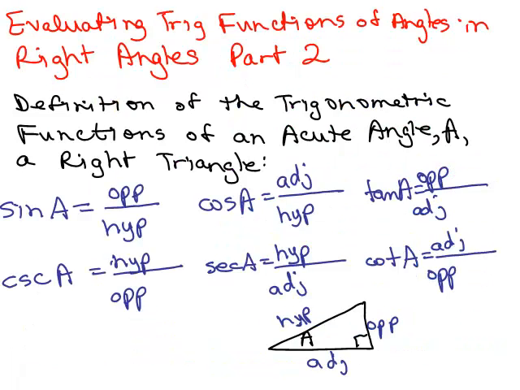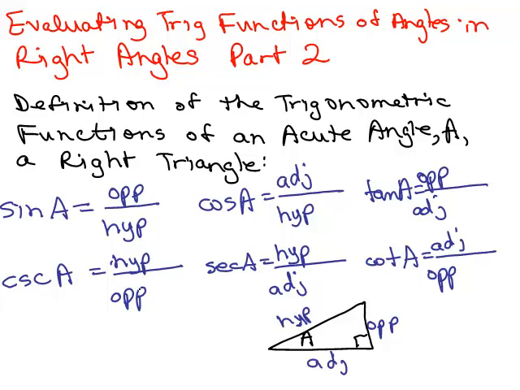Alright, we're going to do a problem where we evaluate the 6 trig functions for an angle in a right triangle. This is part 2. In part 1, we learned the definitions of the trigonometric functions of an acute angle A, shown below here, where ADJ stands for the leg adjacent to this angle A, OPP, the leg of the triangle opposite to angle A, and HYP is hypotenuse. So there are these ratios, right, fractions.